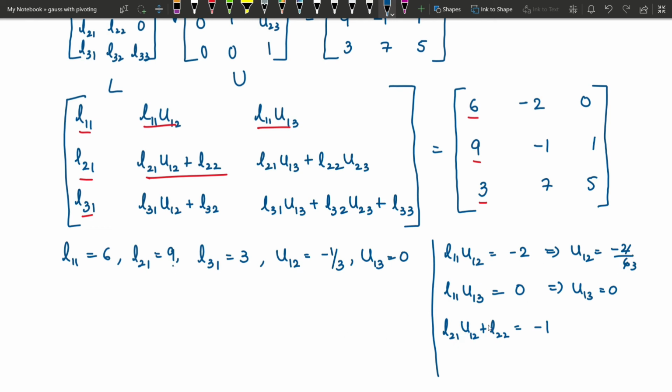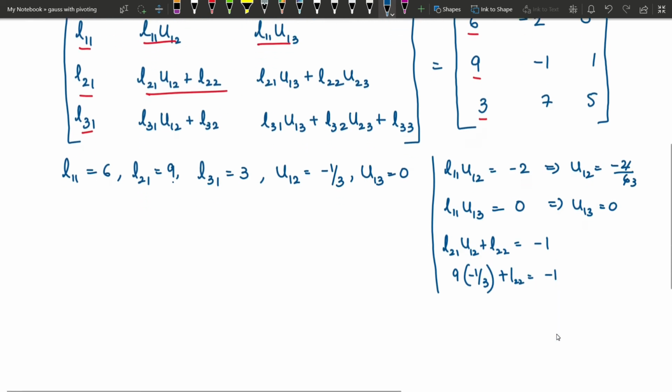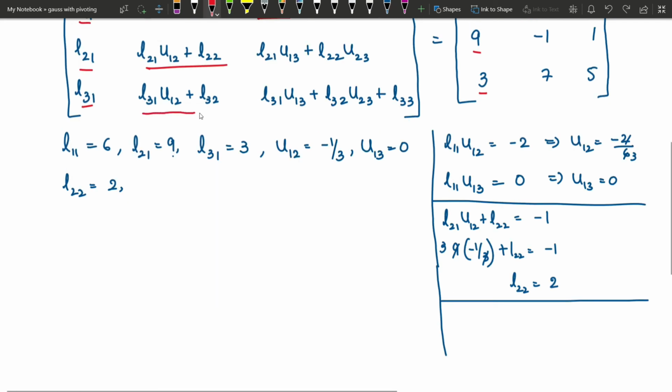L21 into U12 plus L22 is equal to minus 1. So what is L21? L21 is 9, into U12 which is minus 1 by 3, plus L22 equals minus 1. We get minus 3 here. Minus 3 goes to RHS, becomes plus 3. So L22 is minus 1 plus 3, which is plus 2. So L22 is plus 2.